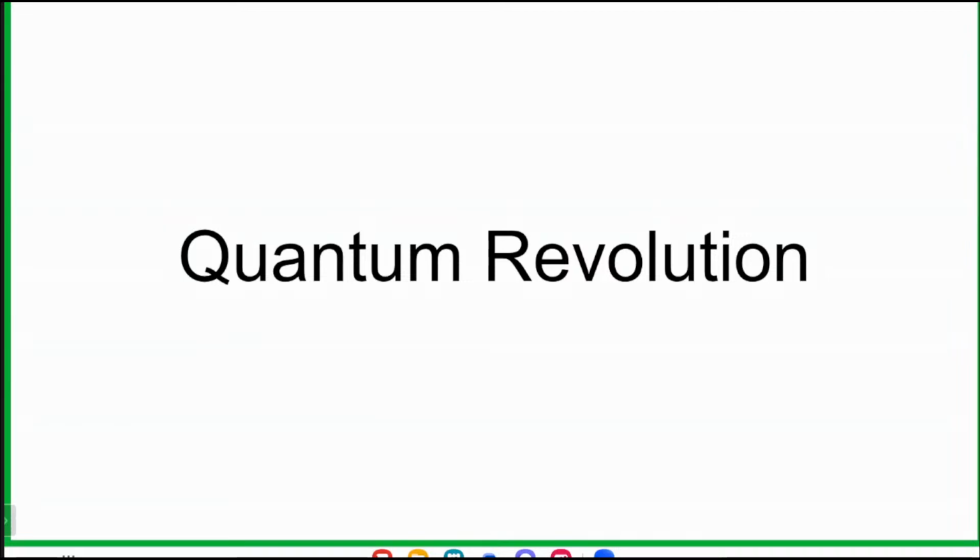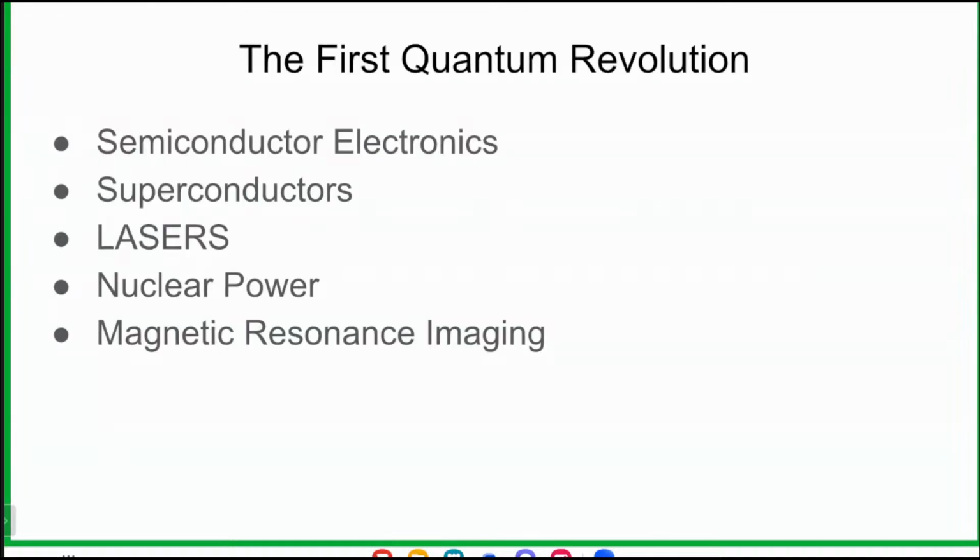Okay, so before we start with the serious topics, I would like to give a brief introduction to what quantum computing and quantum communication are.